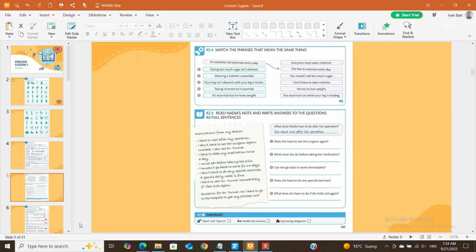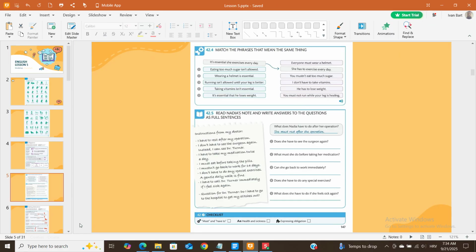Question for Dr. Turner: Do I have to go to the hospital to get my stitches out? What does Nadia have to do after her operation? She must rest after the operation. Does she have to see the surgeon again? What must she do before taking her medication? Can she go back to work immediately? Does she have to do any special exercises? What does she have to do if she feels sick again?